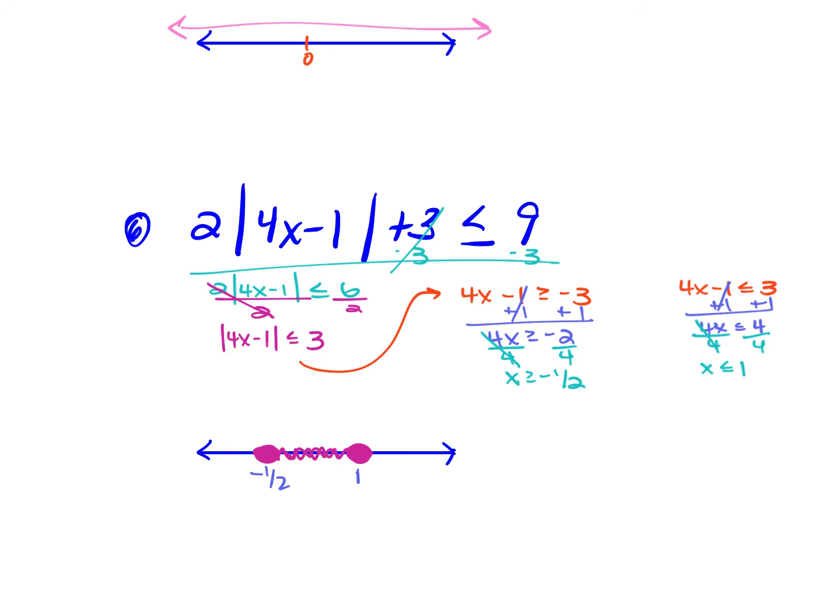If you wanted to test, pick a number between negative 1/2 and 1. 0 is one of them. So if you plug in the 0, you're going to get 2 times the absolute value of negative 1, which is 2 times 1. That's 2 plus 3 is 5. 5 is less than or equal to 9. That's true. Where your shading is correct. So your interval notation for this just goes from negative 1/2 to 1, including both of those numbers. So there should be brackets on both of them.